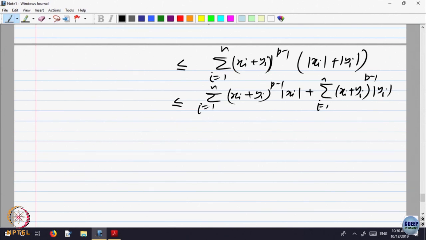Now, the idea is somehow to make each of these two sums appear. What do we want? We want this quantity to be less than or equal to the norm of x plus the norm of y. So how do we do that? Now, this product, let us use Holder's inequality on it. Remember, in proving the triangle inequality for p = 2, we used the Cauchy-Schwarz inequality. Same thing we are doing here. At this step, we will use Holder's inequality. This is one term, this is another term. The sum of the product of these two should be less than or equal to.